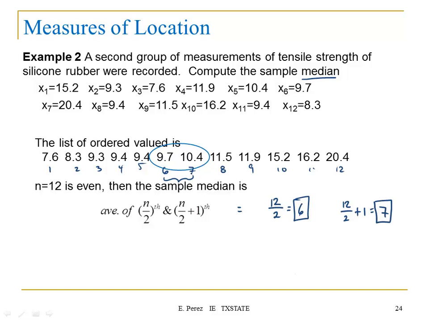So those numbers are 9.7 and 10.4. And again, you're looking at those numbers because you are interested in the 6th and 7th values. Once you get those two values, you can average them. So it's going to be 9.7 plus 10.4 divided by 2. So the median in this case is 10.05.